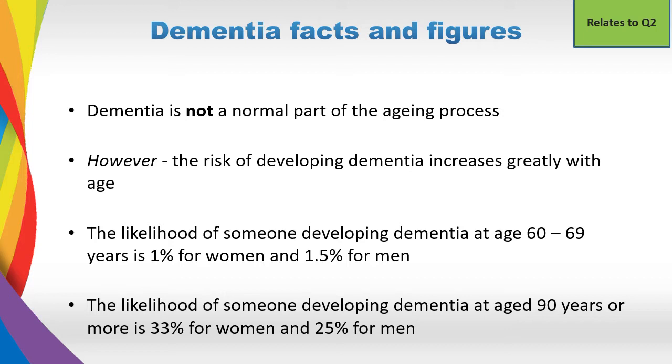The likelihood of someone developing dementia at age 60 to 69 years old is 1% of women and 1.5% for men. Whereas over the age of 90, it's a 33% chance for women and 25% chance for men. So you can see that the risk of developing it does increase with age, but still only a third of ladies and a quarter of men will develop dementia over age 90. So it's not everybody that's going to get dementia.